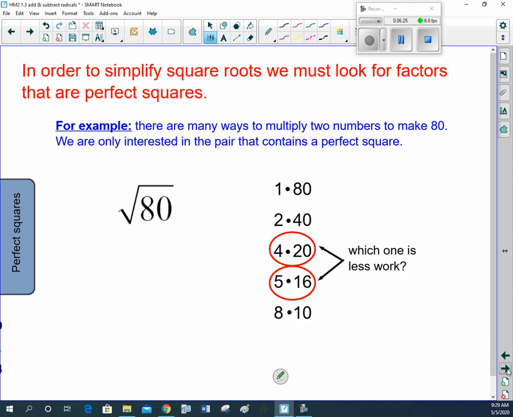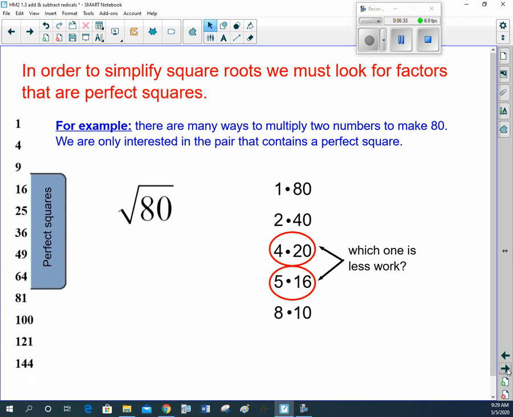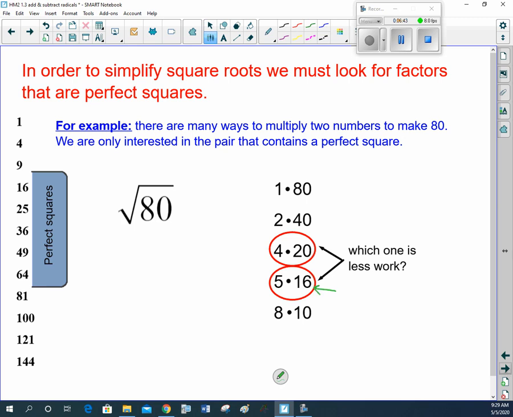So let's see how that's going to work. So here we are. We're doing our 80. These are the numbers that we had from the previous slide. So here's our perfect square numbers. Remember, I had 4 times 20 and 5 times 16. So my statement was I want to use the one with the biggest perfect square. So I'm going to use 5 times 16.